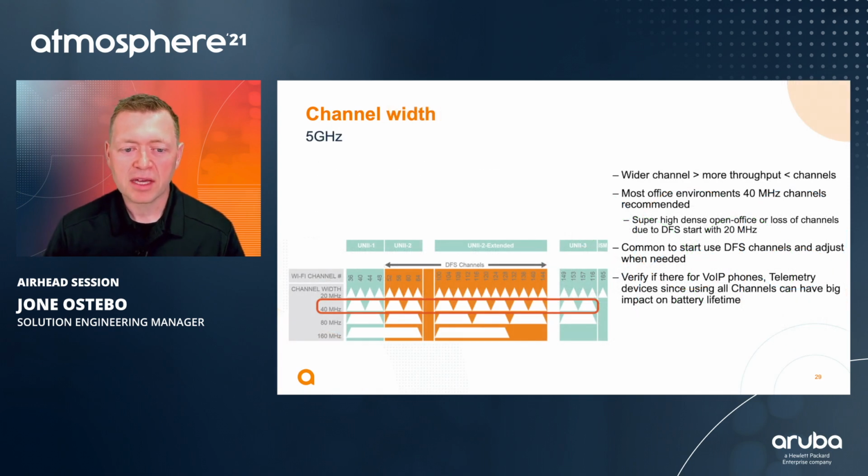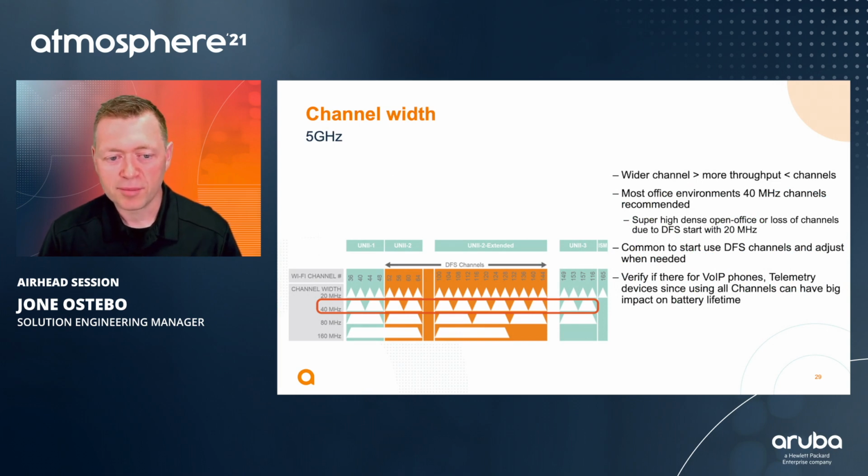So if you're looking at 5 gig, we have way more channels to choose from. We can see in here the 40 MHz channel bandwidth that most enterprises are using because of the higher bandwidth. Just as a reference, when we're doing 2.4 gig, they're using 20 MHz channel bandwidth. And with 40 MHz channel bandwidth, you're getting at least twice the speed per client.